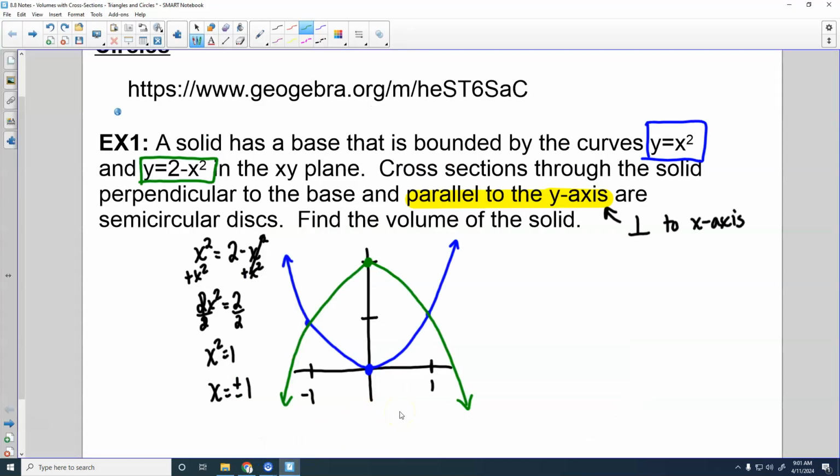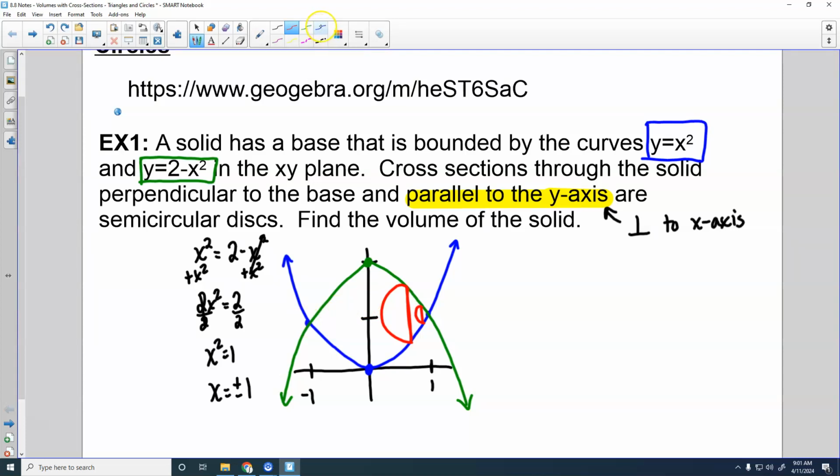So our cross sections are parallel to the y-axis, which means they would be going this way. Okay, so we would be taking cross sections here, and for each little one over here, we'd build a tiny little semicircle. And then over here, we'd build a bigger semicircle. If I try to start drawing them all, it'll be hard to see, but they'll get bigger as they go towards the middle, and then they'll get smaller as they go towards the edge over here.